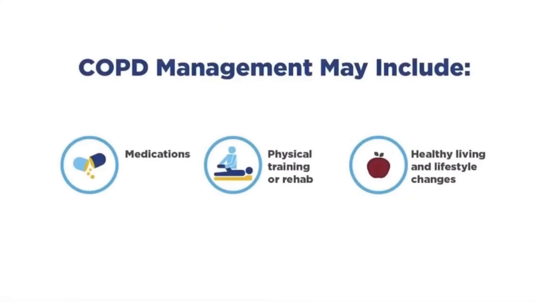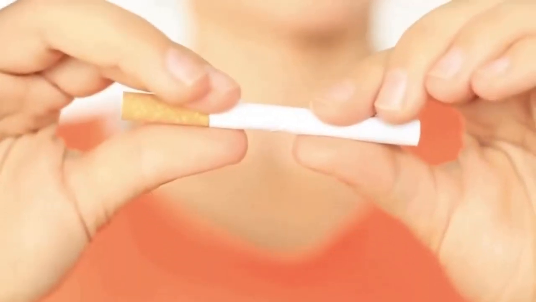Some of the options that are available include medication, physical training or rehabilitation, and of course, general healthy living. Let's start with healthy living. If you still smoke, the most important step you can take towards healthy living is to quit. Studies have shown that it's never too late to quit. This is a good step for you and anyone you know, whether they have COPD or not.